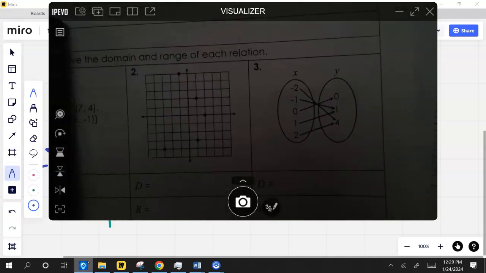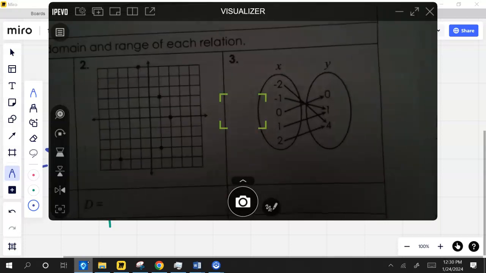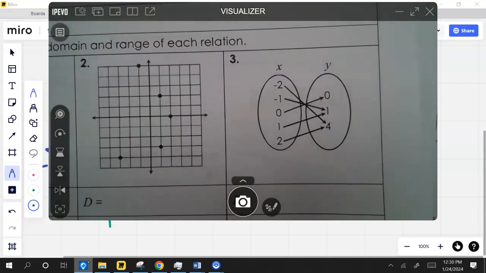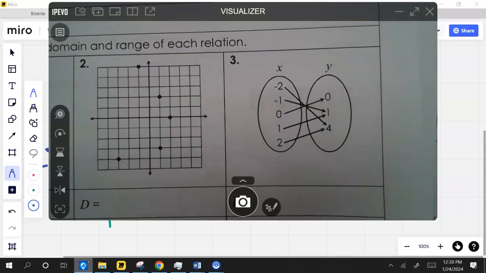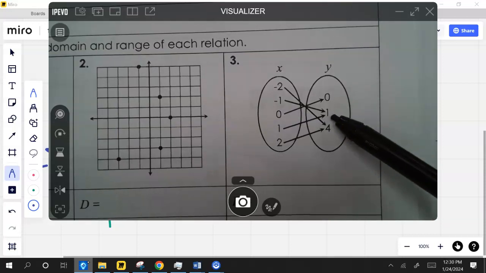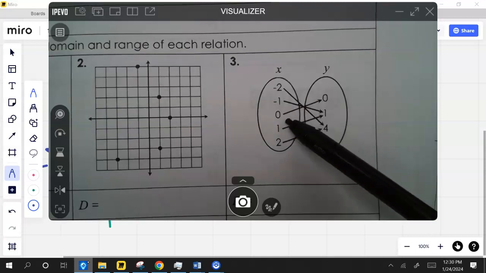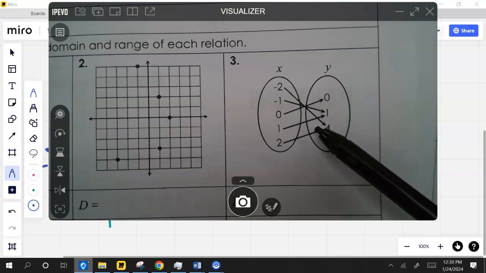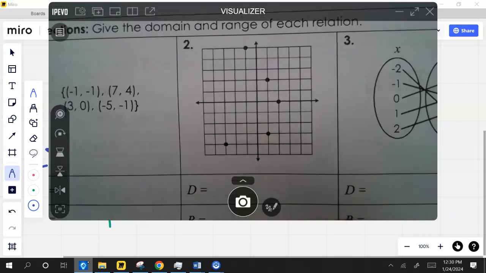Look at this one. Number 3. Yes or no? All right, let's see. So some of the y's repeat, right? Because this 0 has two different x values, but that's okay. I just can't have the same x value going to two different y's. Does that make sense? Do you see how it's mapping there? How about number 2 on that one? Is that yes or no?